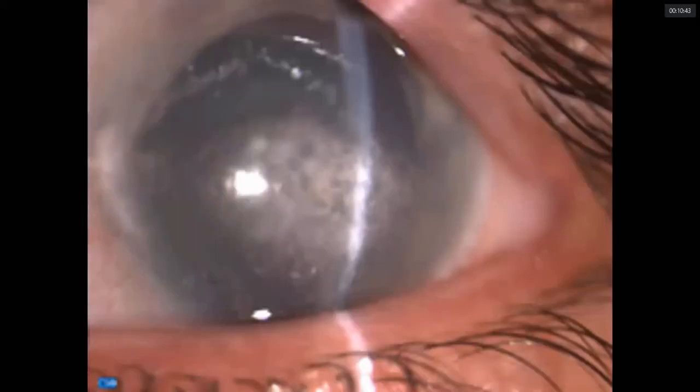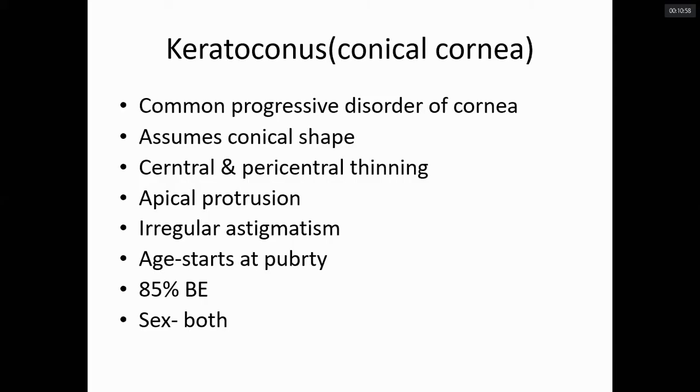Now we can see the opacity here. You can see this opacity in the cornea on slit lamp examination. You can see the opacity in the stroma. Among these opacities, keratoconus, the conical cornea, is important, which you should know. You can frequently see such cases.